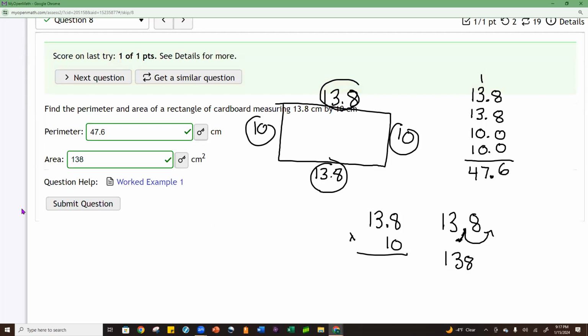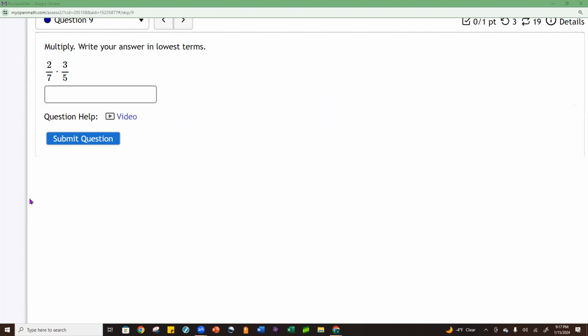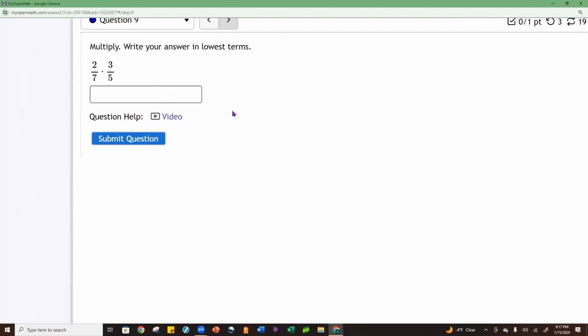Okay, let's go on to the next question. So this one is a multiplying fractions question. For multiplying fractions, you don't need a common denominator. You just multiply across the numerators and across the denominators. 2 times 3 is 6. 7 times 5 is 35. Then you would check to see if they have any common factors.